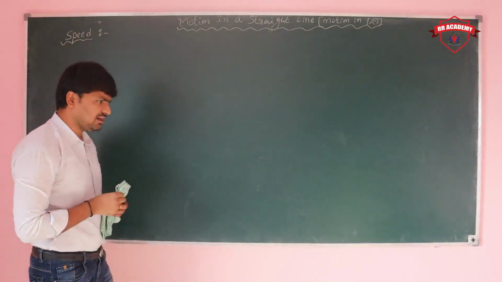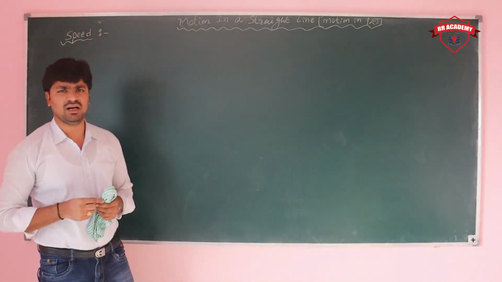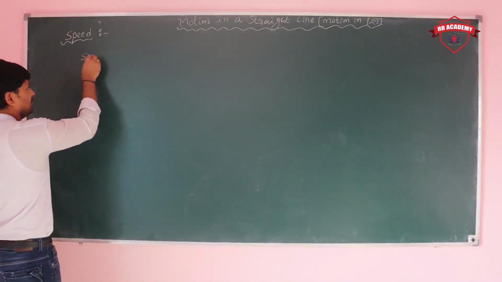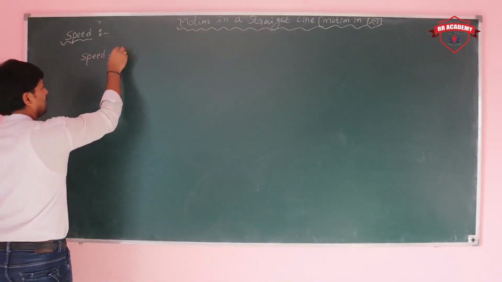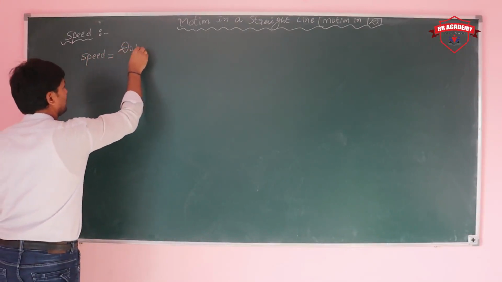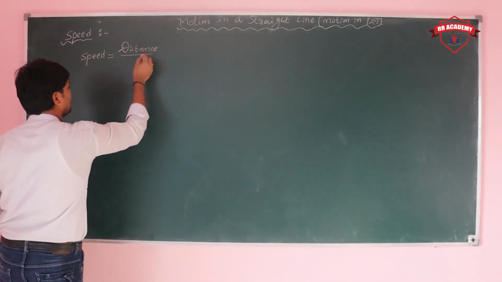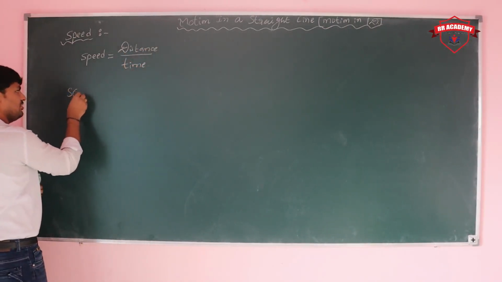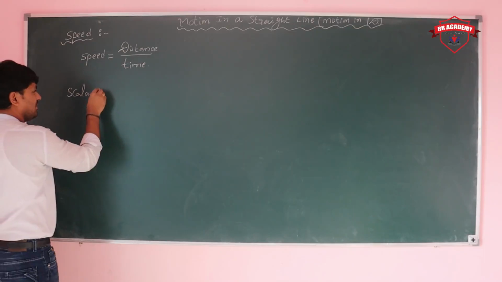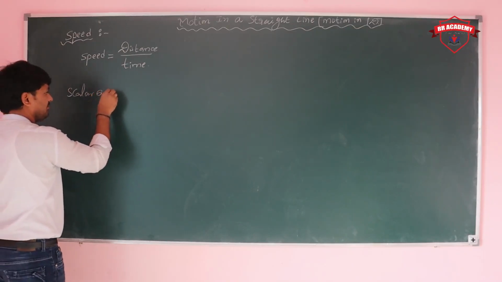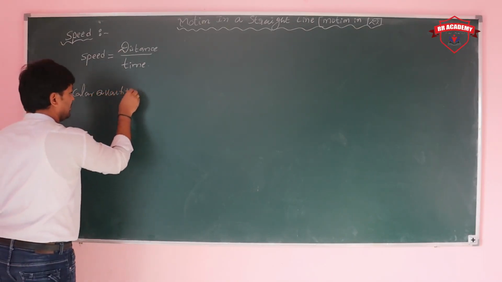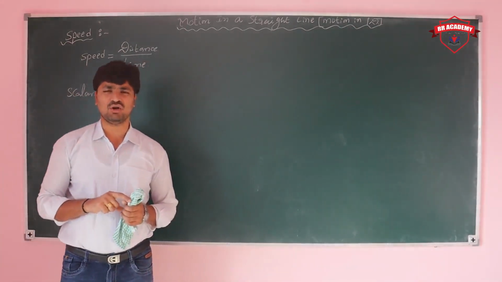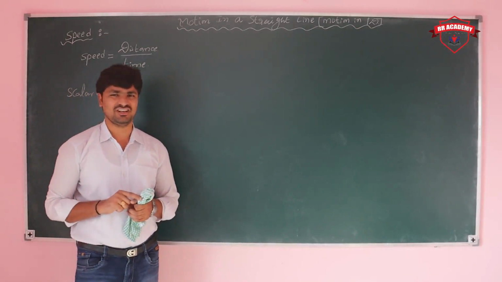Speed is nothing but the distance traveled by the body per unit time. Simply, that we can say is speed. And speed is a scalar quantity. A scalar quantity means it depends only on magnitude but not on direction.